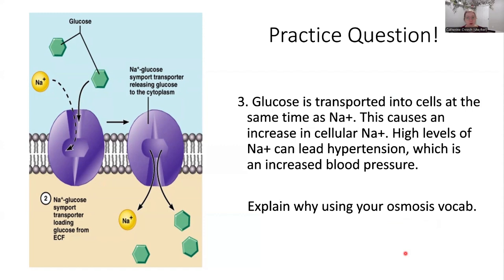If I have more sodium inside, my cell is hypertonic in relation to my bloodstream. My blood would be hypotonic. Because I have more inside my cell, water is going to want to come into my cell. I'm going to retain water. I'm going to have more water in my bloodstream, and that's going to increase my blood pressure, hypertension.